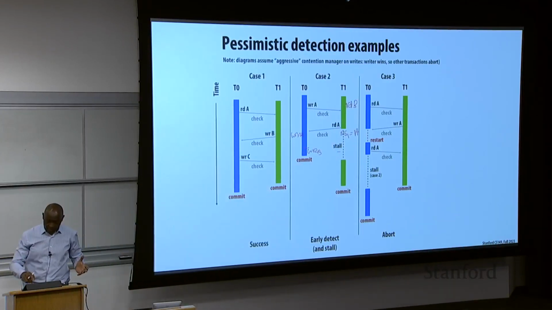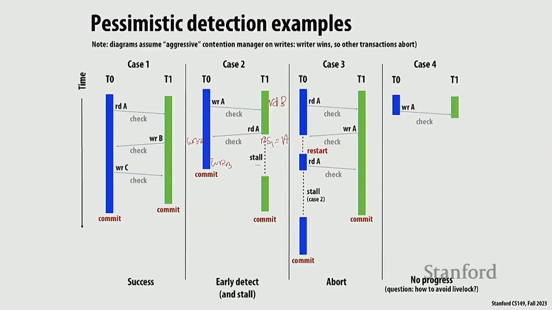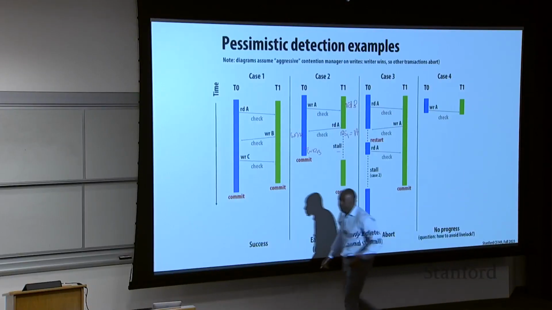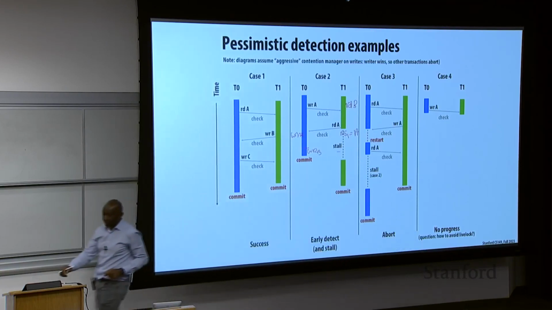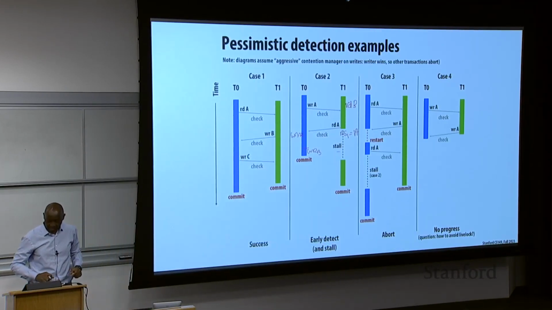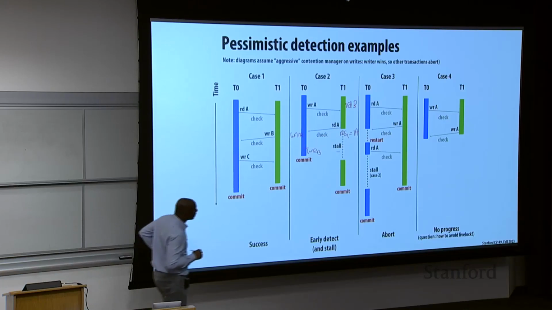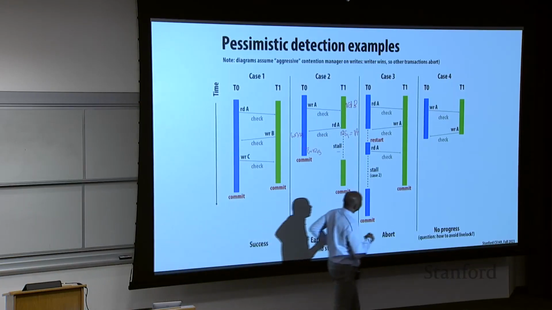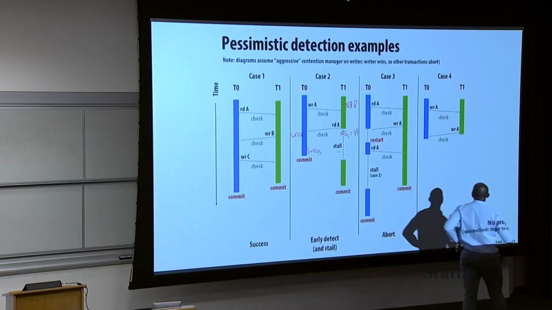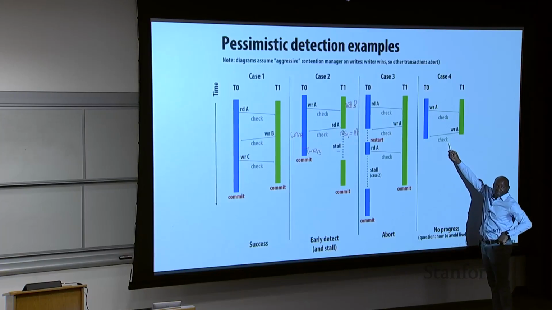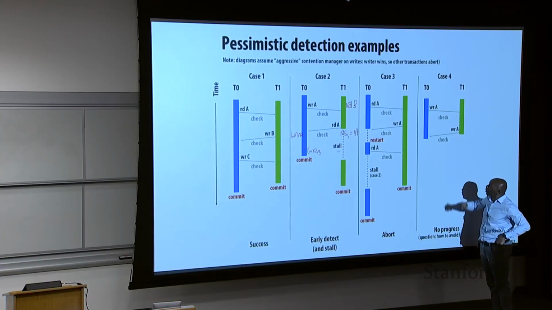Okay. All right. Case 4. So now we have a write of A. So what happens? Does this check pass? Yep. We have a write of A on T1. Does this check pass? No. So what should happen? Abort and restart, right?